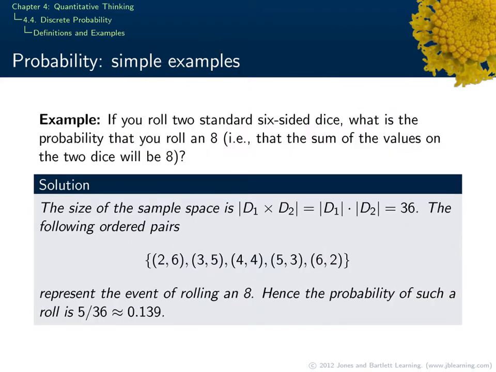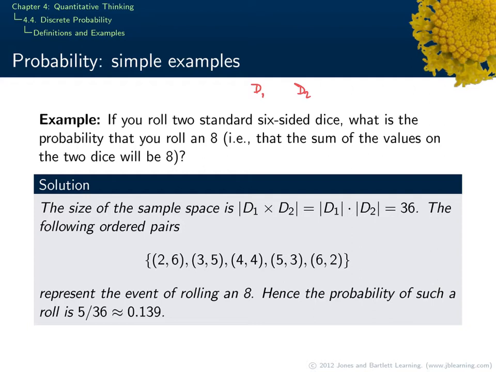Okay, here's another example of probability. Let's suppose we have two standard six-sided dice, and we're going to identify them as dice 1 and dice 2. What is the probability that you roll an 8? That is, that the sum of the values on the two dice will be equal to 8.